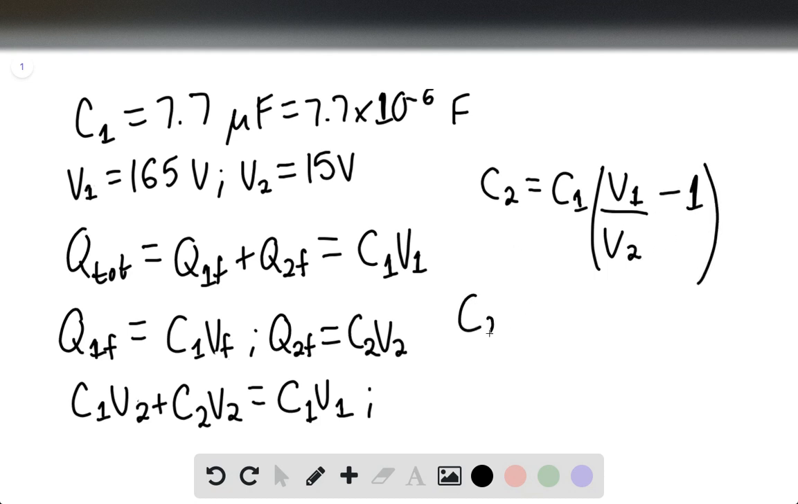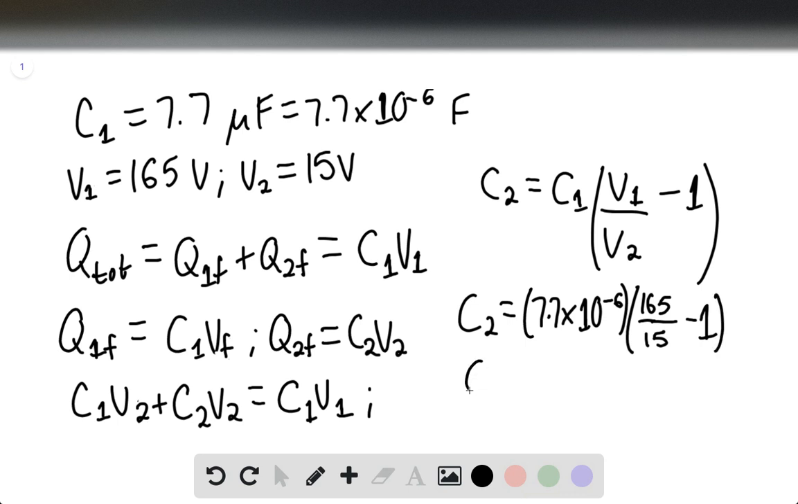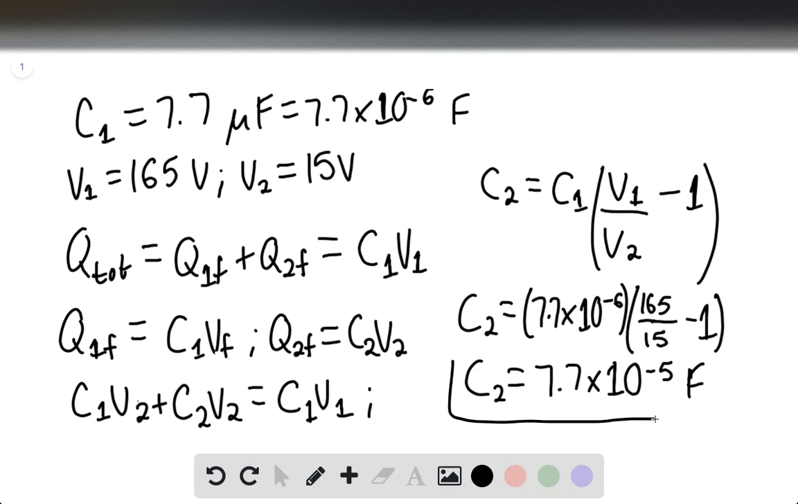And now we can solve. So C sub 2 would equal 7.7 times 10 to the negative 6th, and then this would be 165 divided by 15 minus 1. And we find that C sub 2 is going to be equal to 7.7 times 10 to the negative 5th farads, approximately. So this would be our capacitance sub 2. That's the end of the solution.